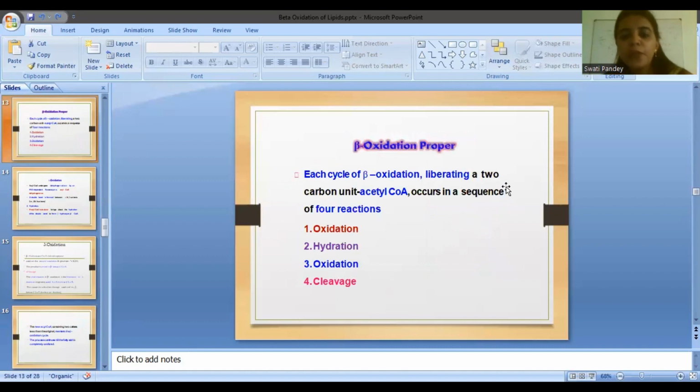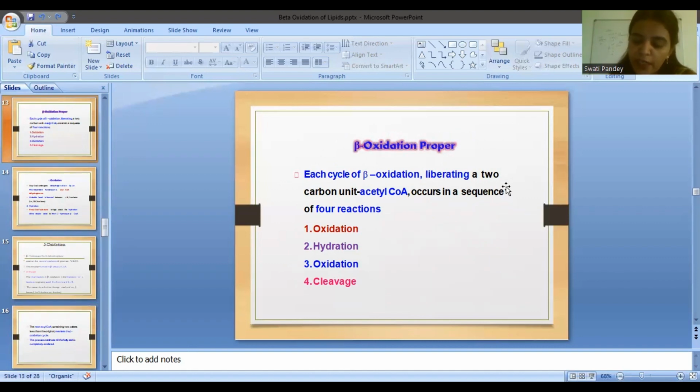So this beta oxidation proper liberates a 2 carbon unit of acetyl coenzyme A. For this, there is a requirement of 4 different reactions, that is OHOC: oxidation, hydration, oxidation, and cleavage. Likewise, we can learn it. OHOC, these are the 4 steps that will take place for the complete metabolism of a single fatty acid.